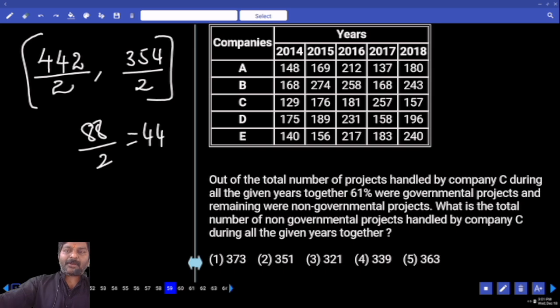Out of the total number of projects handled by company C during all the given years together, 61% were governmental projects and the remaining were non-governmental projects. What is the total number of non-governmental projects handled by C during all the given years together? Multiple options are there, we have to calculate.